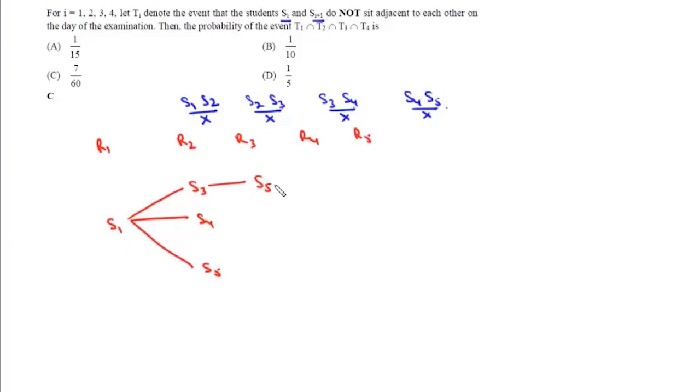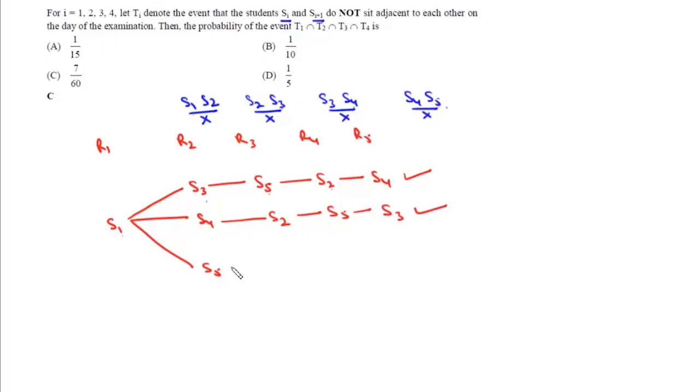Now S5 cannot be next to S4. So this position has to be taken up by S2, and then finally it will be S4. So we have this one combination, which is S1, S3, S5, S2 and S4. Now if it is S4, it cannot have S3 and S5, so it will be S2. Then it will be S5, and here we'll have S3. So we have this other case here.